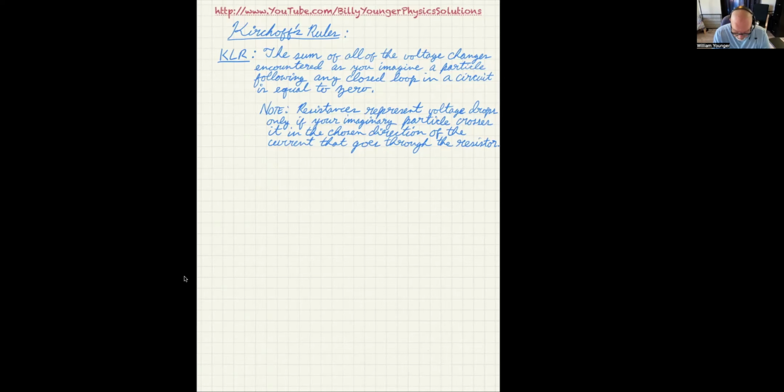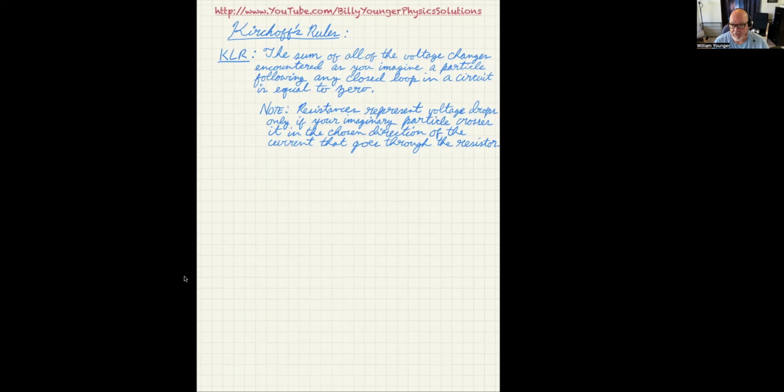Note, resistances represent voltage drops only if your imaginary particle crosses the resistor in the chosen direction of the current that goes through the resistor. So for instance, when you run into a resistor as you're completing some loop within a circuit, if you're moving in the direction of the current in that particular leg, when you cross the resistor, then because you're going in the same direction as you hypothesize the current to be going in, the resistor is a voltage drop. However, if you're going the opposite direction of the hypothesized current direction, then the resistor has to be a voltage increase.